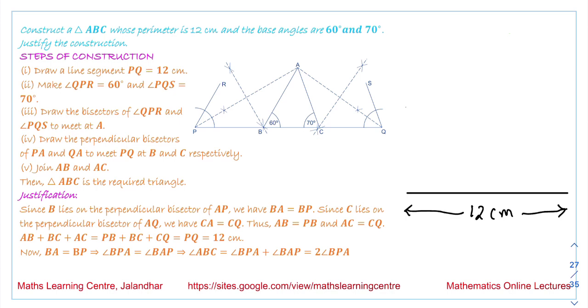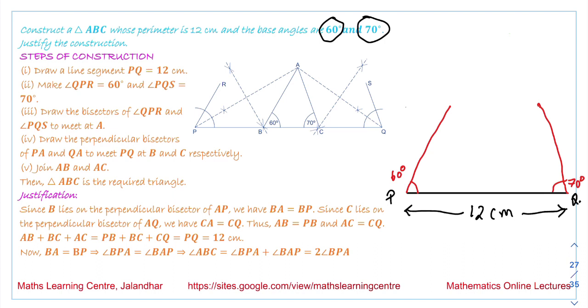Next we have to draw these angles of 60 degrees and 70 degrees. Suppose this point is P and this point is Q. At P we draw the angle of 60 degrees and at Q we draw an angle of 70 degrees. This angle over here is 60 degrees and this angle over here is 70 degrees. Now in the next step we will bisect these angles.